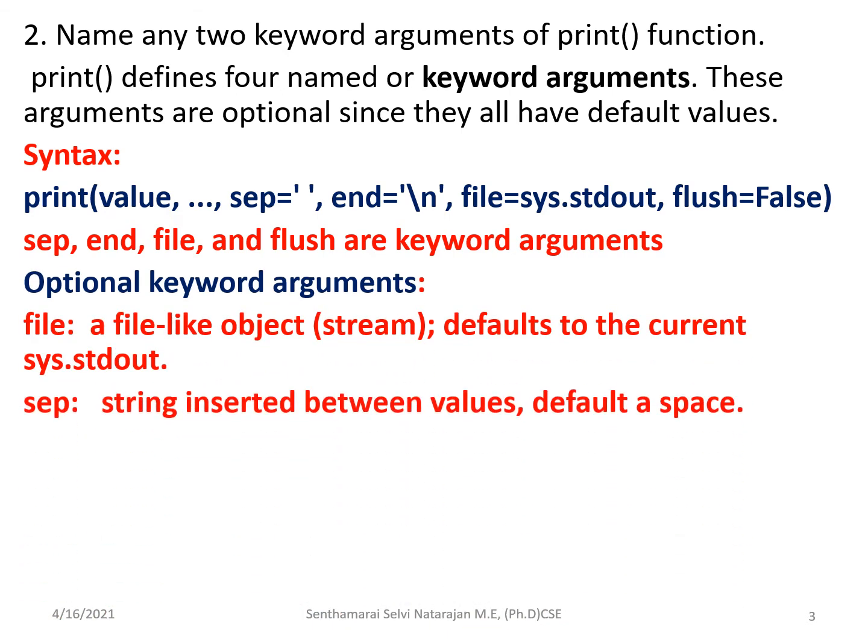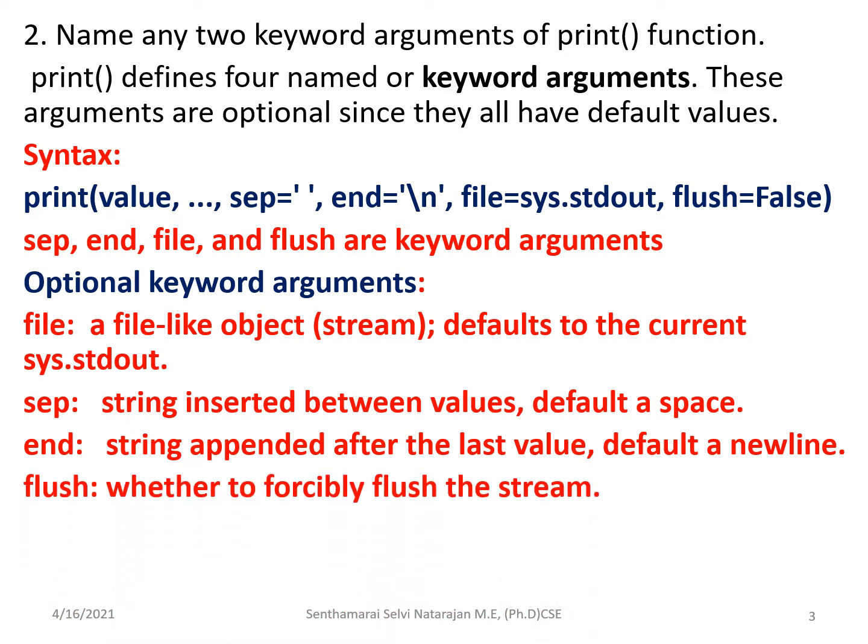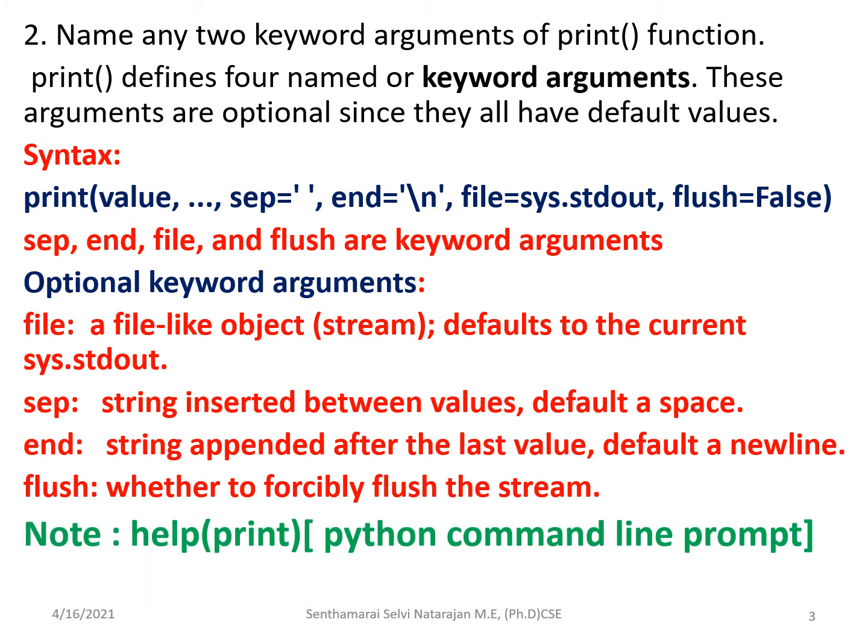File specifies the object to write to, which defaults to the current standard output device. Separator gives a default space value, and end has a default value of a new line. Flush forcibly flushes the stream. This is the syntax of the print statement in Python, and you can get it with the help of the command help of print in the Python command line prompt. You can get it.